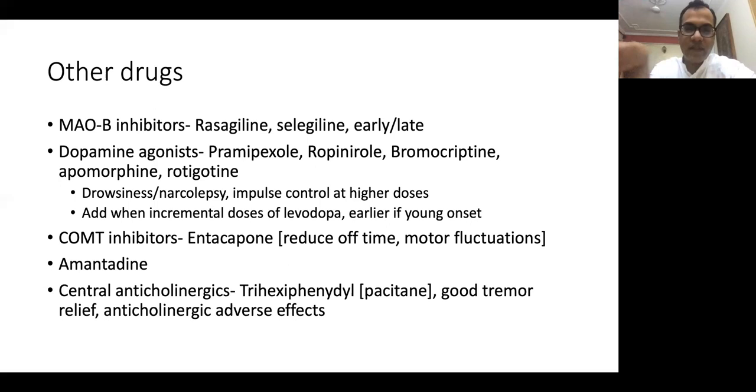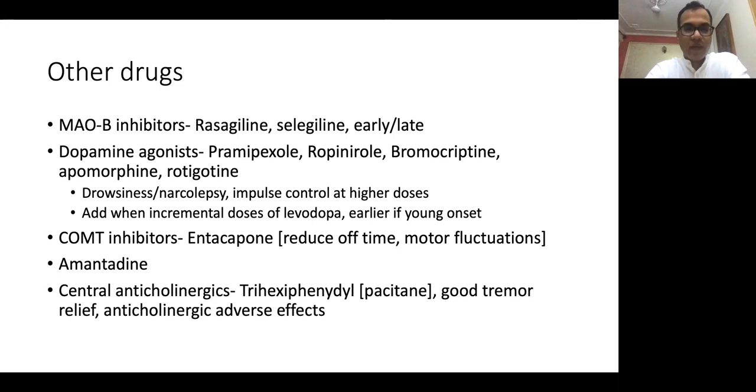After a decently high dose, for example four times a day of the levodopa-carbidopa combination, we generally add a dopamine agonist as well, because it gives a longer duration of action. The common drugs are pramipexole, ropinirole, and bromocriptine, which are available here. Apomorphine can be given as an injection or an infusion, and rotigotine, which we don't have yet, has the advantage that it can be given as a patch. You just stick a patch or two patches and they last for 24 hours.